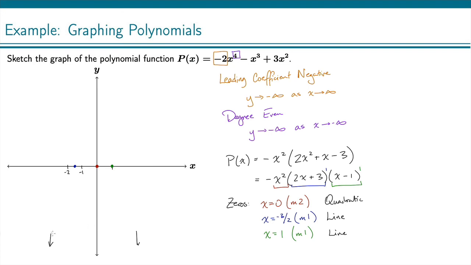And then we are ready to draw our graph. We just start at one of our end behaviors. We go through. We know we're going to cross here at negative 3/2 like a line. Okay. Then at 0, we act like a quadratic, so that looks like a parabola. Okay. And then pass through the 1 like a line as well. And that's a sketch of our polynomial.